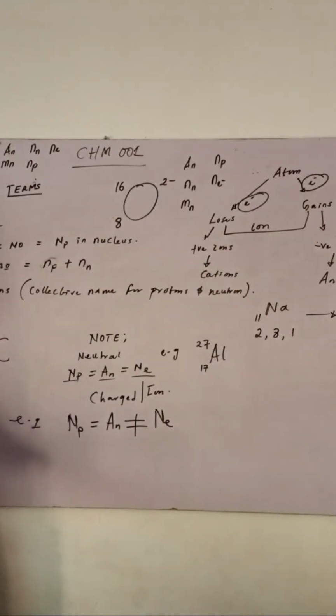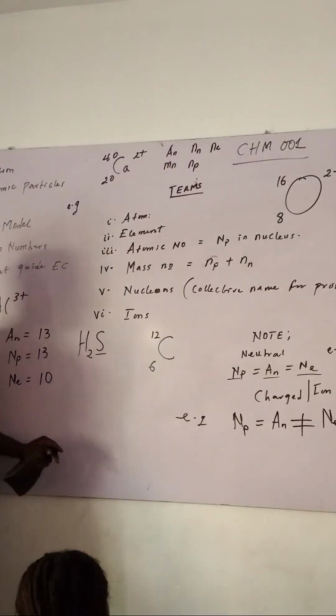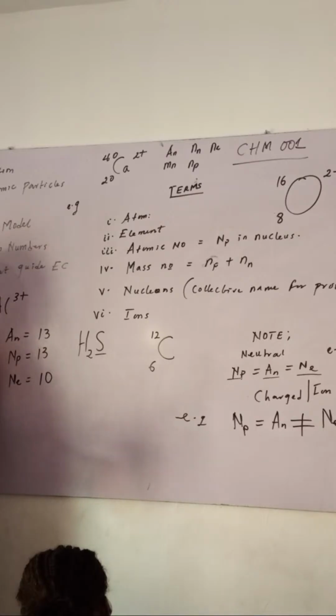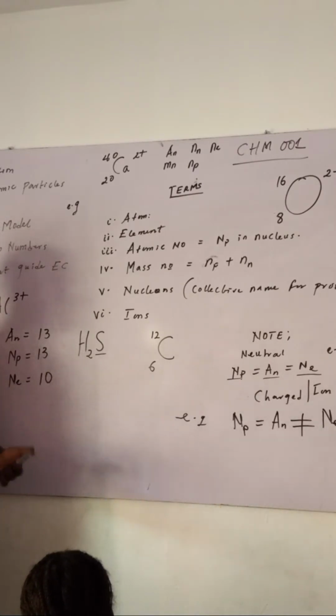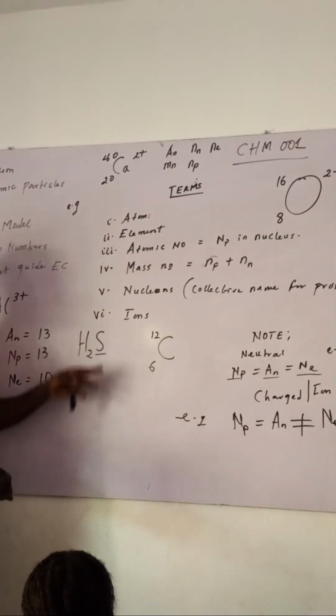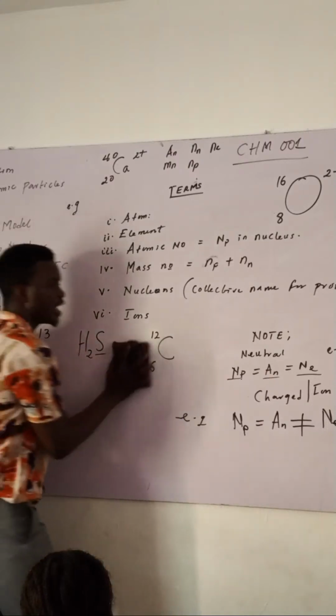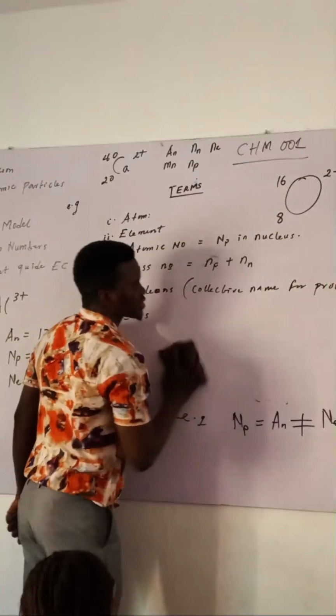Another way they can make it so technical for you is, look at this, A2S. Then I underline this S and ask what is the number of electrons. I'm trying to make it look technical, but there's nothing there. A2S, for this S, what do you think is the charge carried by this S? 2 minus.